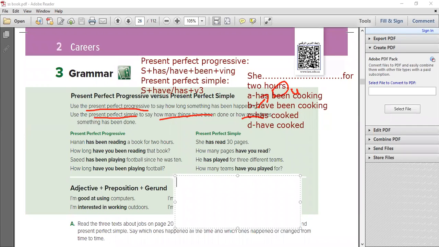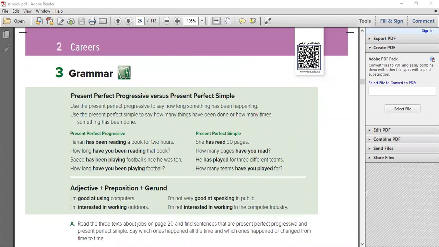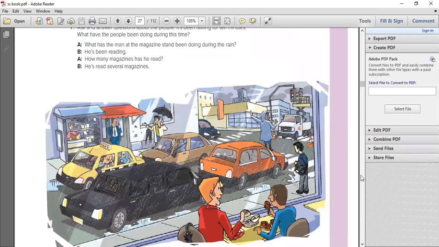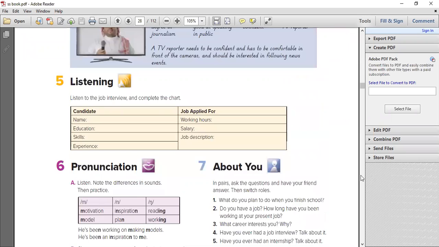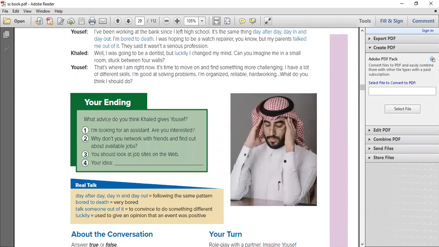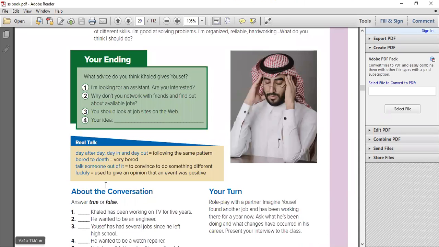Let's move on. Try also to remember the real talk here, this box. It's related to the vocabulary, but here it's an expression. Day after day, day in and day out, which means following the same pattern. It's a routine. Bored to death, very bored. Luckily, used to give an opinion, and talk someone out of it, which means to convince someone to do something. Just know their meaning. Don't memorize anything.